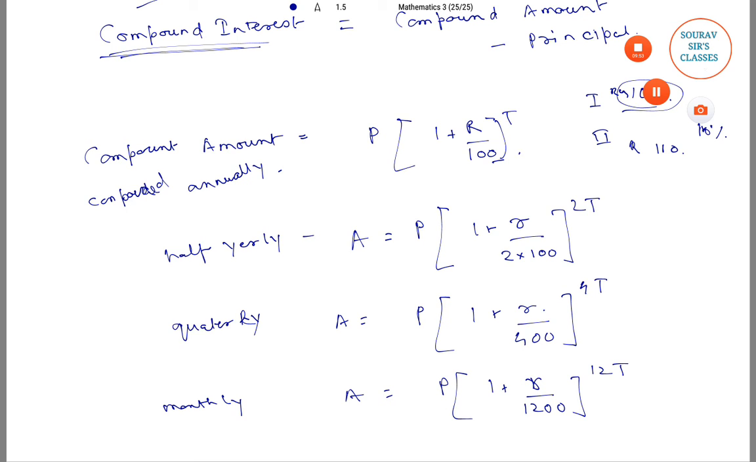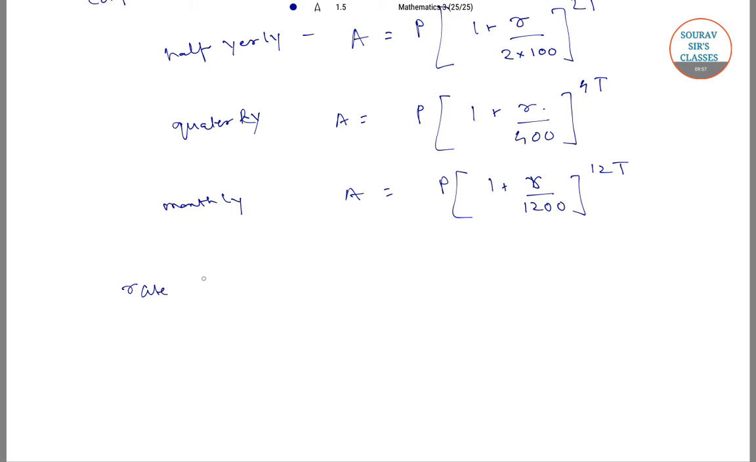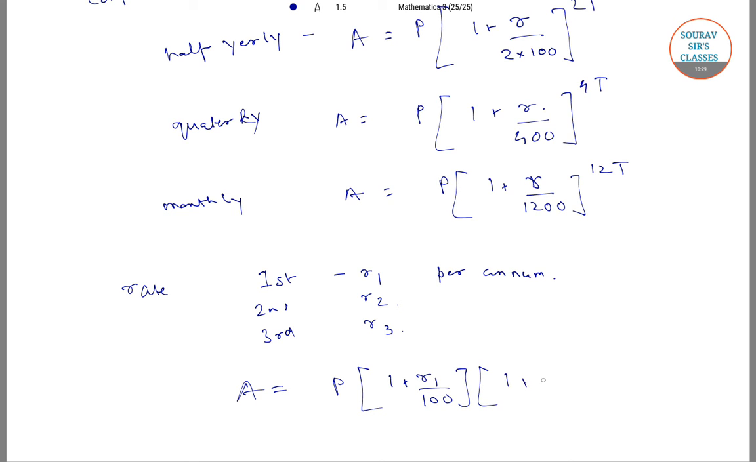Now suppose the rate of interest for first year is R1, second year is R2, and third year is R3. These rates are per annum. Then after 3 years, the compounded amount will be equal to P into 1 plus R1 by 100 into 1 plus R2 by 100 into 1 plus R3 by 100.